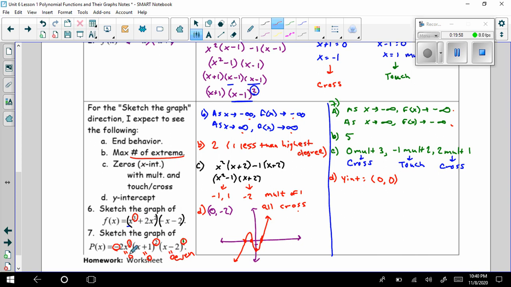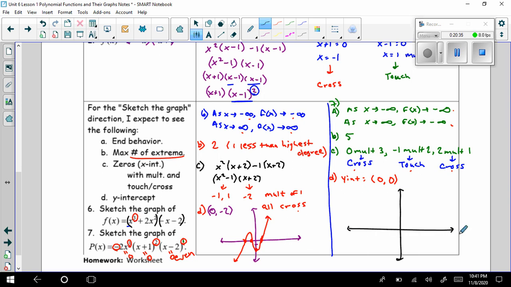So negative 2x cubed equals 0 means that x is 0. But I have a multiplicity of 3 because of the 3 exponent. Negative x minus 1 equals 0, x is 1, with a multiplicity of 2, and then x plus 2 equals 0 with a multiplicity of 1. Odd multiplicities will cross, even multiplicities will touch. My y-intercept, if I plug in a 0, the whole thing goes to 0. So (0, 0). Then you can just kind of sketch, knowing the points that you know and the end behavior.